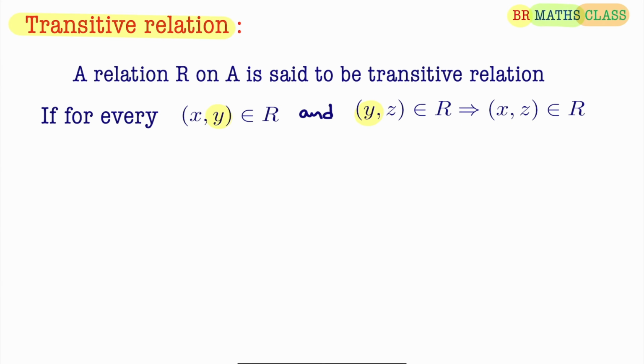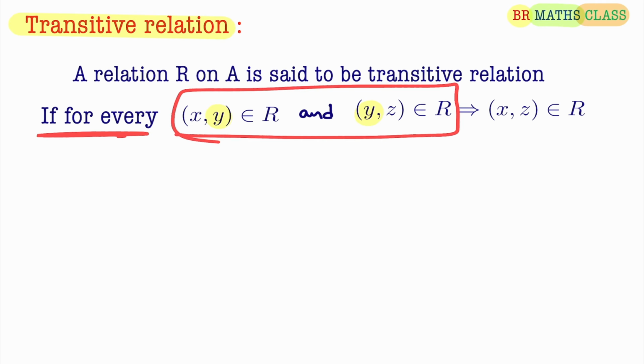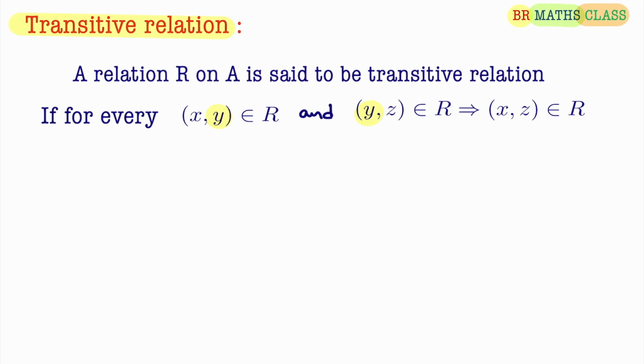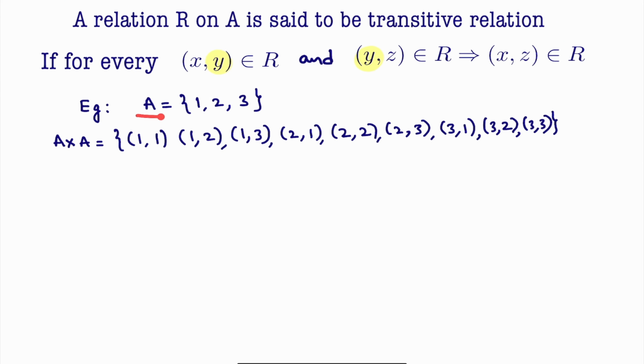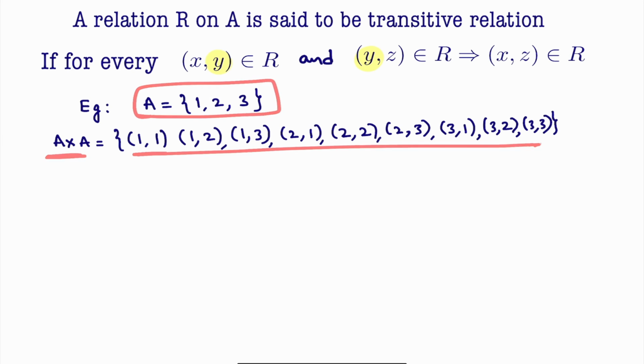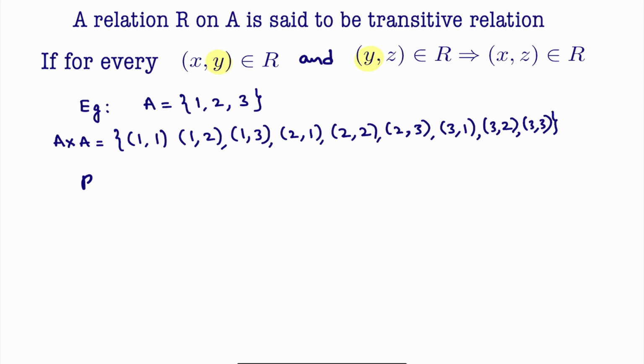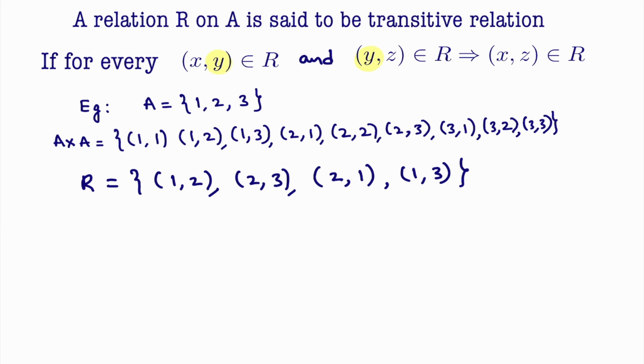Like that, you need to check that for every such pair of ordered pairs. You can understand this more clearly with the help of examples. You observe, I have taken set A as {1, 2, 3}, then I have written A cross A. Now, I'll take one relation on this set. I request you to watch this transitive check carefully so that you won't get confused.